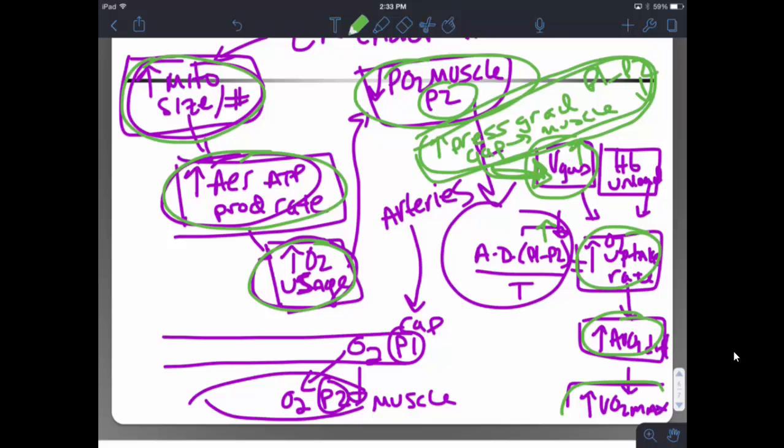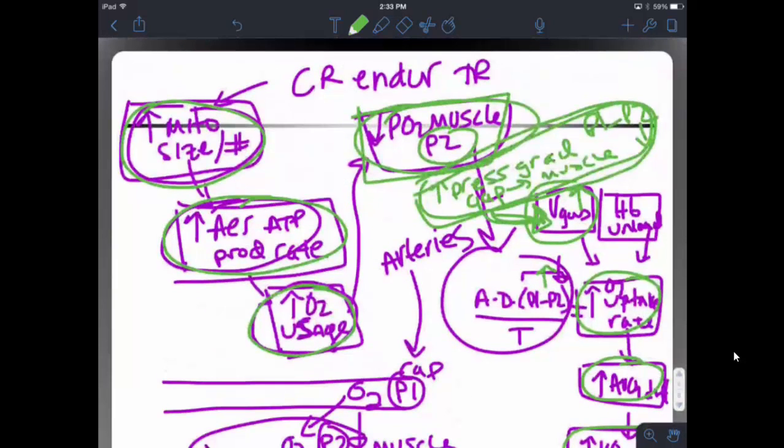Now there's another side effect that comes out here when we have a reduction in muscle PO2. Okay, so let's talk about that. So let's start from there. Decrease in muscle PO2, okay, and we talked about how that's going to increase V gas because it increases the pressure gradient. It also has another effect. Okay, let's go back.